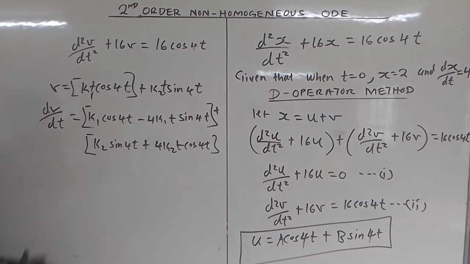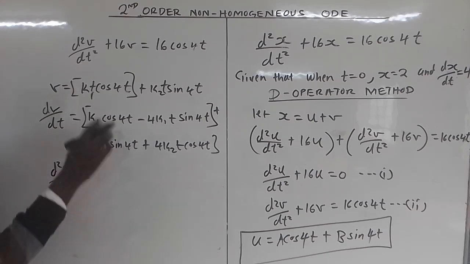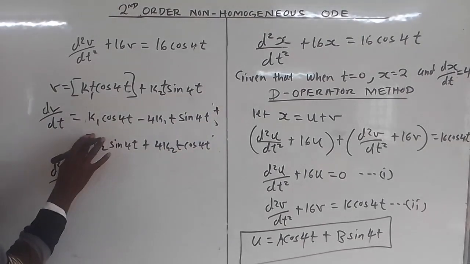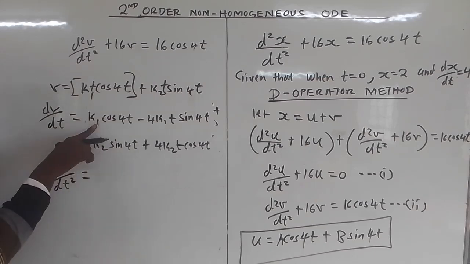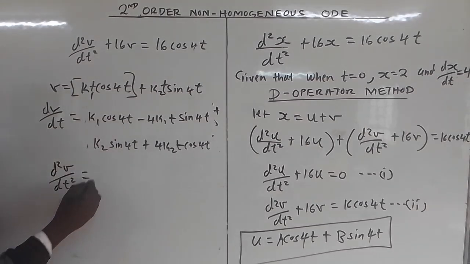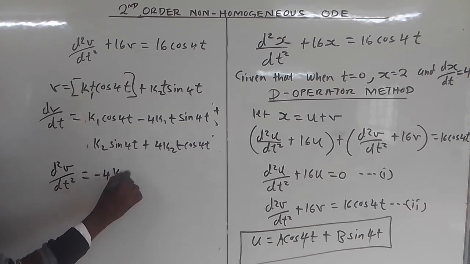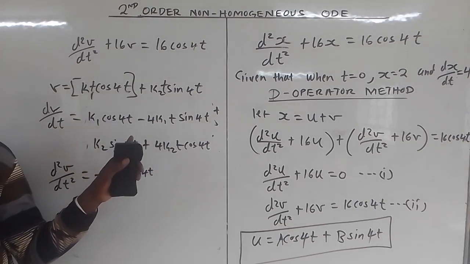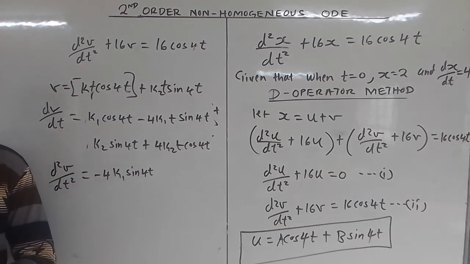Move to the next one. You differentiate it for the second time, isn't it? You differentiate for the second time. So we are going to have d squared v over dt squared. So start. You can now open those brackets. If you differentiate k1 cos 4t, you get negative 4 k1 sine 4t, because differentiating cos 4t, you get negative 4 sine 4t. Then times k1, you get the whole of that, isn't it? Are we together? You are done with that term.